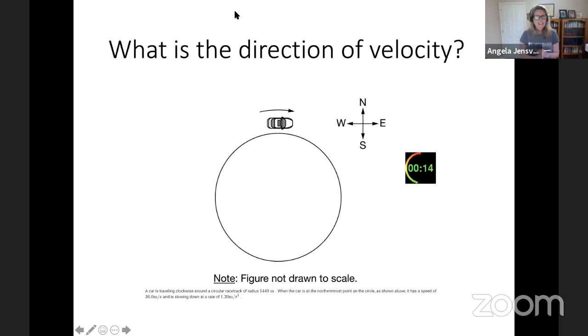Okay, that's 15 seconds. I hope you were able to do that. It should be pretty easy. It's just asking you, what is the direction of velocity? So this is an object moving in circular motion, and you need to know that the velocity is tangent to the circle. So the answer to the question was east. I hope you were able to get that even in the shortened time period.